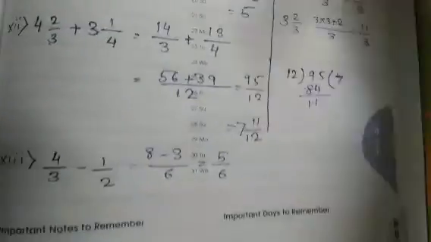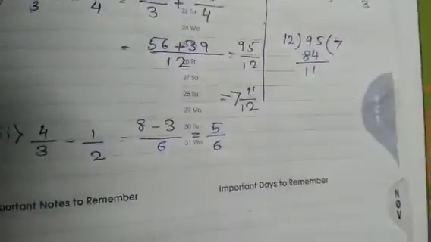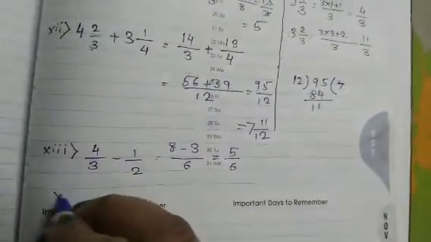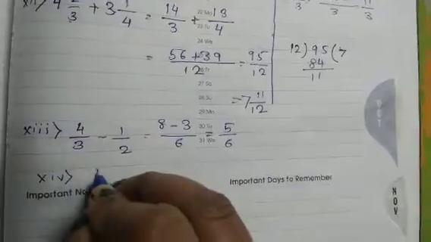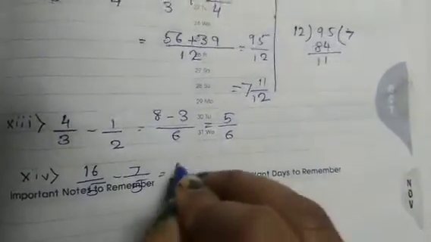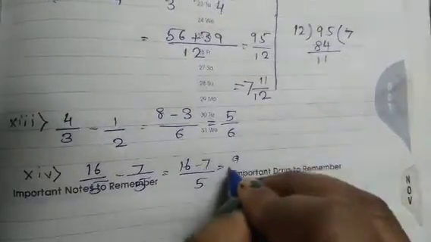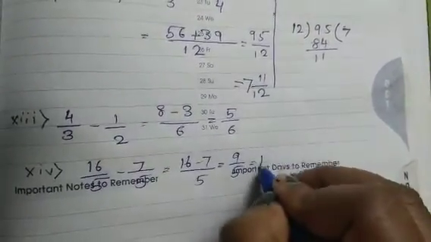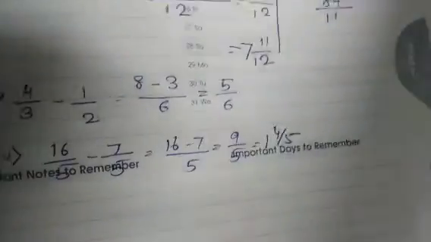Fine. This was question number 14 and one more. So 13 I will replace it as 14 and I will write it 16 by 5 minus 7 by 5. So taking 5, 16 minus 7. So it is 9 by 5. So 5 1s are 5, 4 by 5. 1 4 by 5.